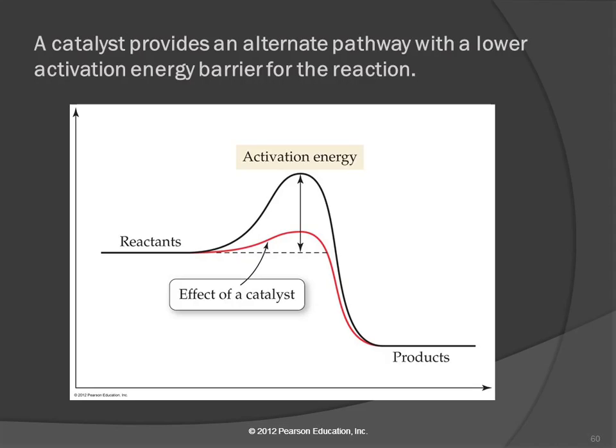So back to this type of a graph. Here we have reactants and products. And here's the original activation energy. There's this big hump here. And we can get over it faster by increasing the temperature or increasing the concentrations. Or we can use a catalyst. A catalyst provides an alternate pathway. It lowers the activation energy.